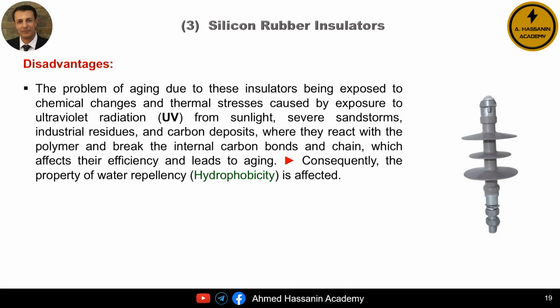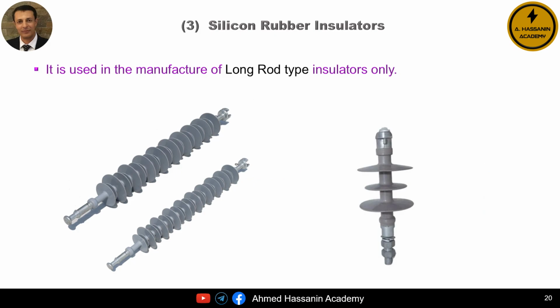It is also important to understand that industrial emissions and carbon exhausts can chemically react with the polymer material, causing breakdown of the internal bonds and the carbon chain structure. As a result, this deterioration affects the most important property of silicone rubber insulators, the hydrophobic or water repellent property. Of course, insulators made of silicone rubber are only of the long rod type.